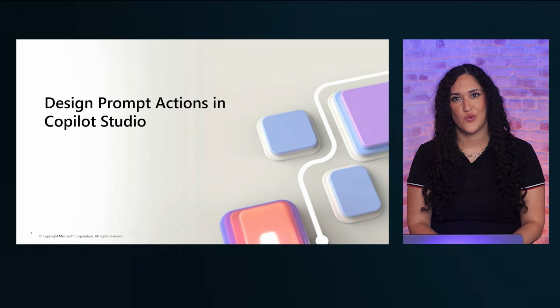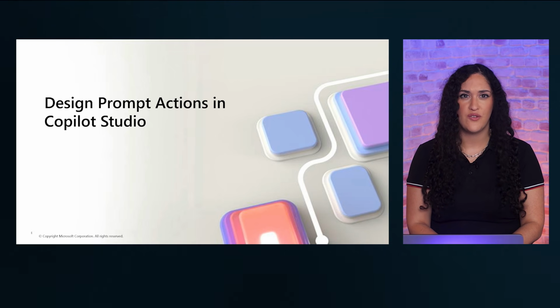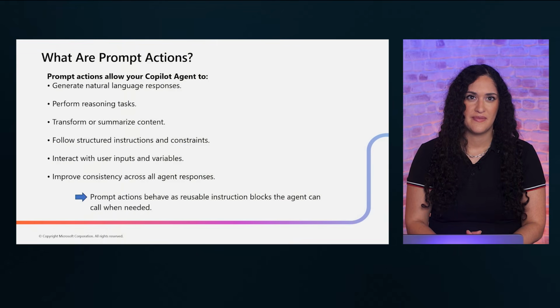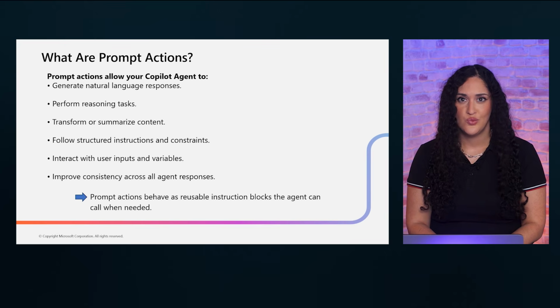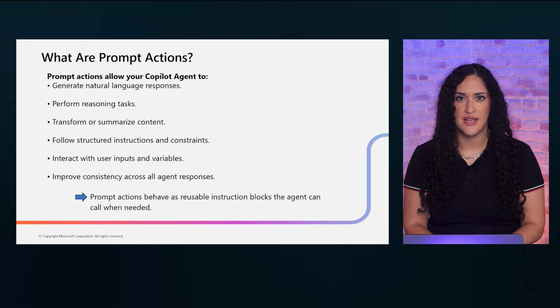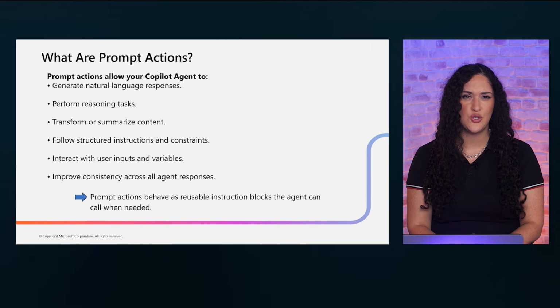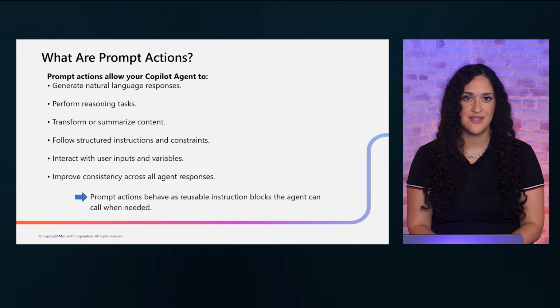In this next section, we'll explore prompt actions in Copilot Studio. Prompt actions are one of the most powerful tools for controlling how your agent generates responses, and they are very simple. They behave as reusable instruction blocks, callable whenever needed. The key advantage here is consistency. Rather than hoping the model responds appropriately, you define exactly how it should process input and produce output for each specific task. This level of control is what enterprise deployments demand.